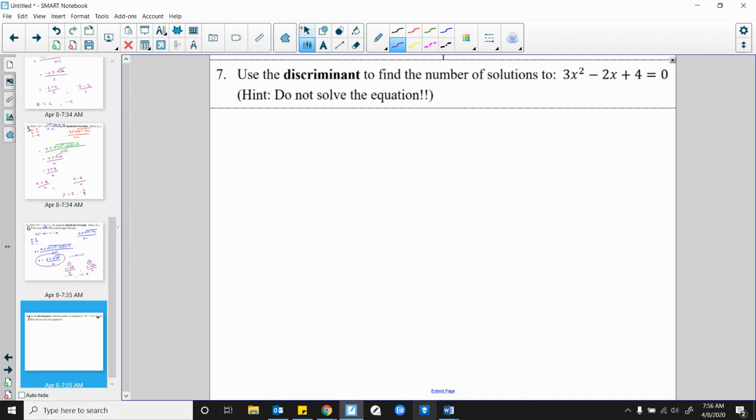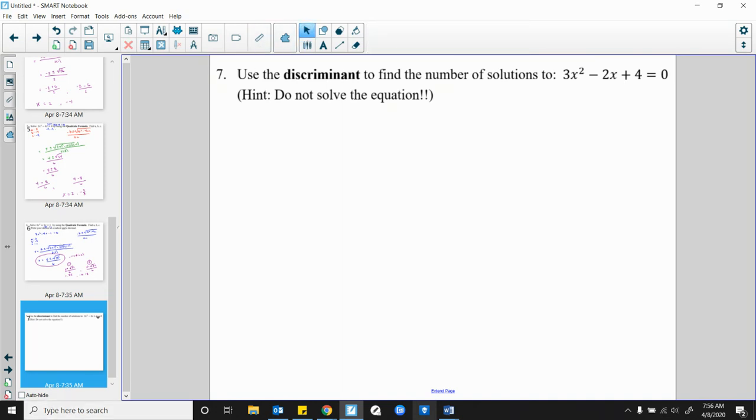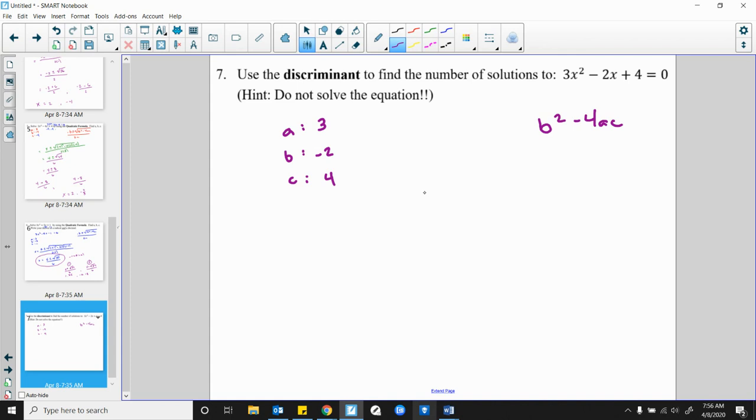Use the discriminant to find the number of solutions to 3x squared minus 2x plus 4. Remember that the discriminant was b squared minus 4ac. That is all. Let's identify our a, our b, and our c. For this problem, we've got a is 3, b is negative 2, and c is 4. So we're going to have negative 2 squared minus 4 times 3 times 4.